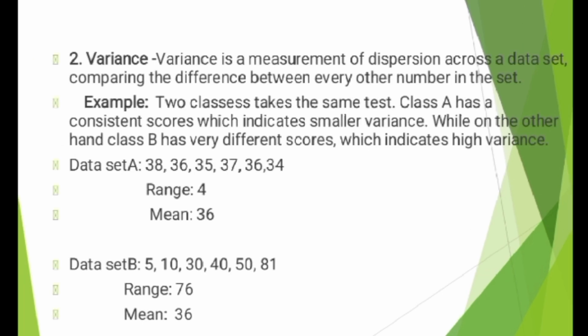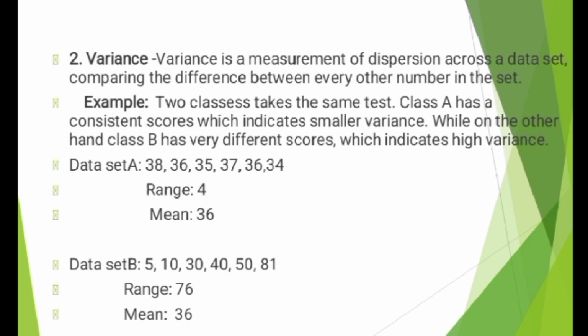Next is the variance. Variance is a measure of dispersion across a data set, comparing the difference between every other number in the set. Consider two datasets with the same mean of 36. Dataset A is said to have a smaller variance because the scores have a smaller interval from the mean, indicating consistency. In contrast, dataset B has a higher variance due to the larger intervals from the mean, showing inconsistency.